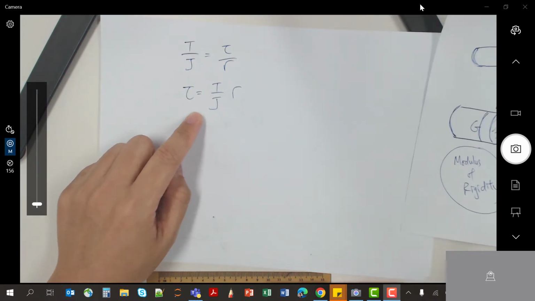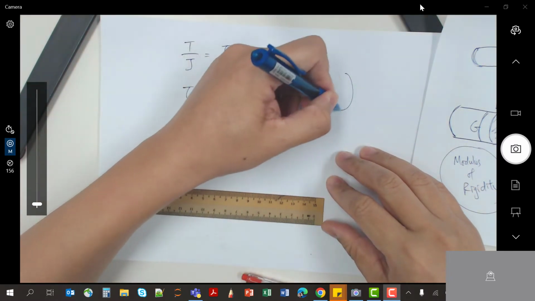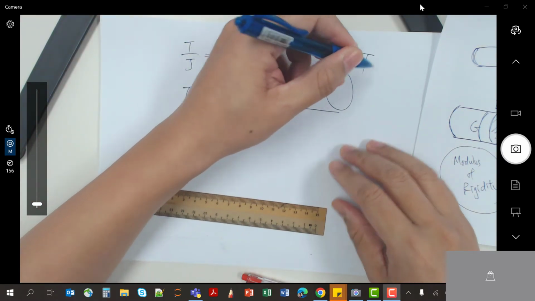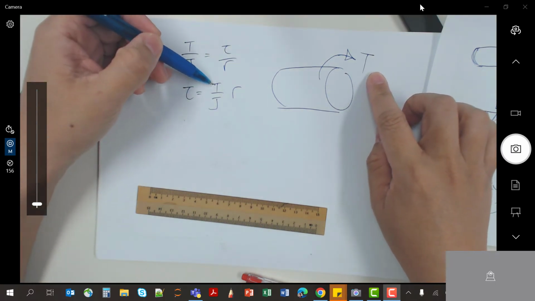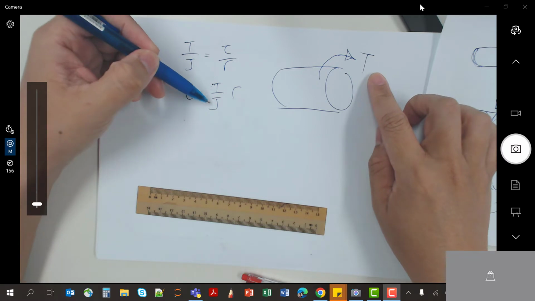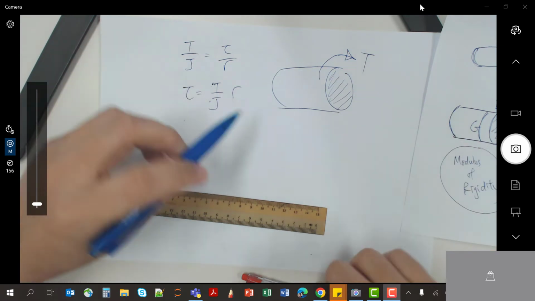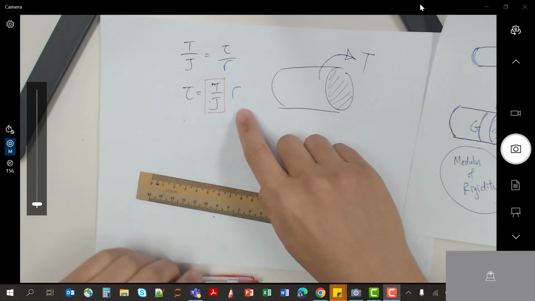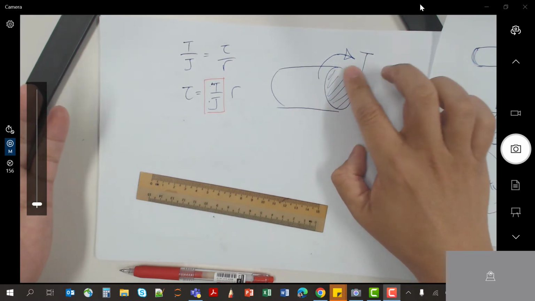How do you visualize this? If I provide a certain torque, this torque is constant, and the J, which is related to the circle, is also constant. So these two are constant, which means this part is a constant. This R is actually not fixed. This R stands for the radius location inside the circle.